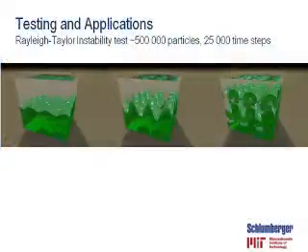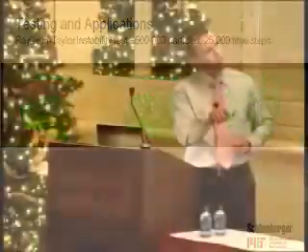This is called the Rayleigh-Taylor instability. It's a multi-phase surface tension type problem. You've got oil on the bottom, water on the top, and then air above that. Obviously, because oil's lighter than water, it wants to bounce to the surface, and the instability that results is called the Rayleigh-Taylor instability. This is 500,000 particles and 25,000 time steps. It took about 3 days to solve.